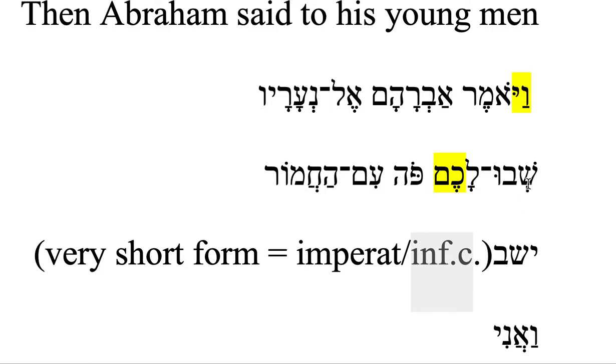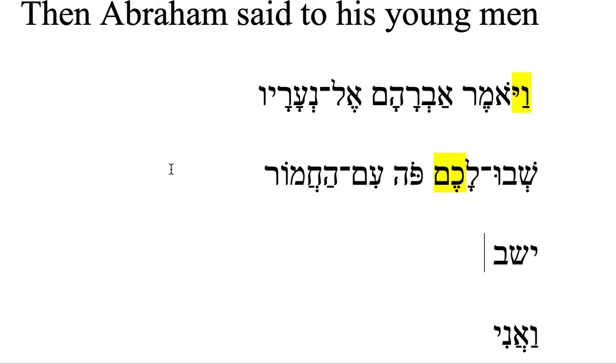Also, we see the short vowels, and we see that the yod dropped. So when you're looking at this, it's either one or the other. From the context, you know that Abraham is speaking to his young men, so he's probably telling them to do something, right? So let's assume it's imperative from the context. Imperative.